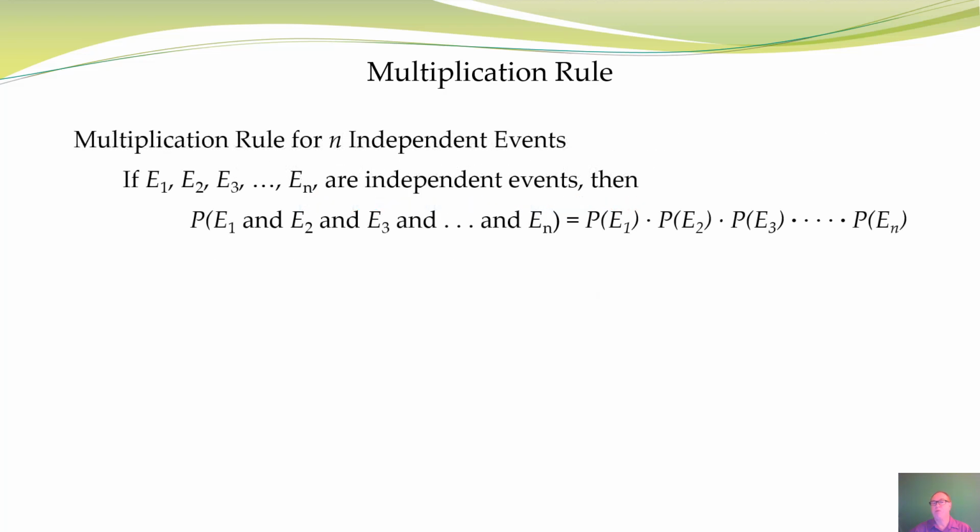Now, multiplication rule for n independent events. What if we have more than two events? So you'd have E1, E2, E3 all the way down to En, and they're independent events. Then the probability of E1 and E2 and E3 and En would be the probability of E1 times probability of E2 times probability of E3 all the way down to probability of E sub n.